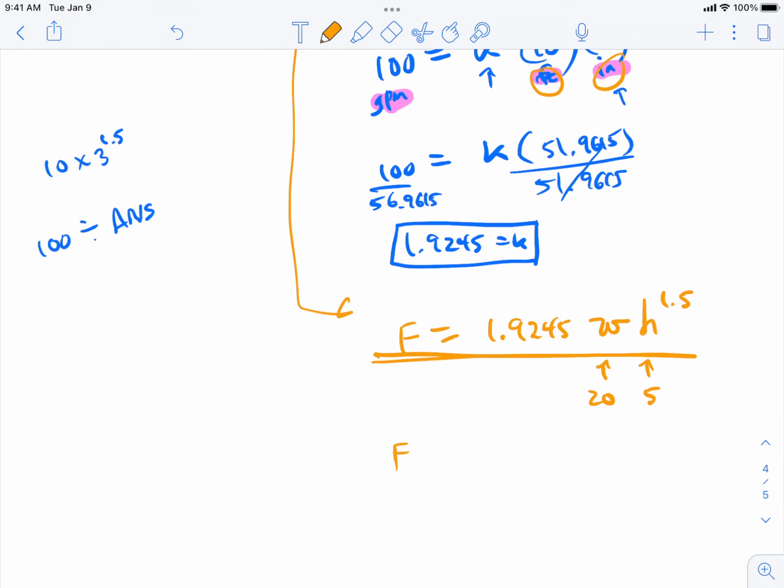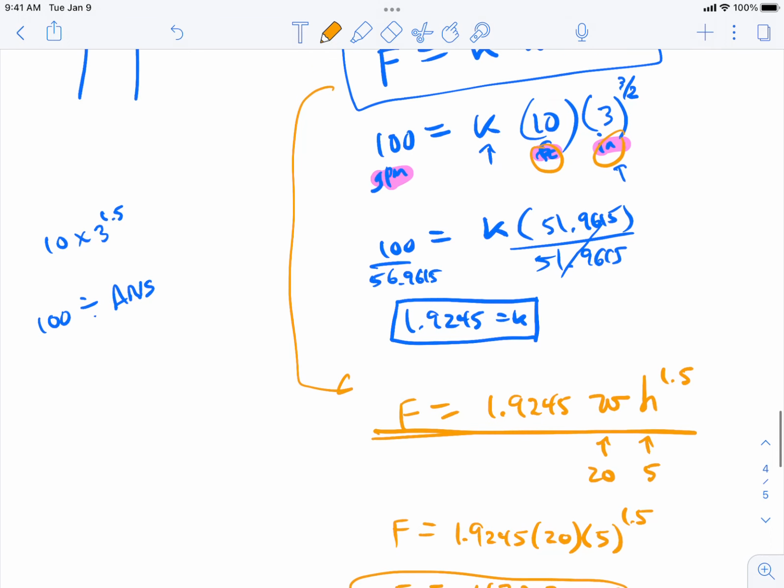So the flow rate is 1.9245, just to write it out. I'm going to plug in a 20 for the W. We're going to plug in a 5 for the H, but make sure you use your exponent button, raise it to the 1.5 power, and what am I getting here? 1.9245 times 20 times 5 raised to the 1.5 equals. And when you push your buttons, make sure they come out the same. 430, and I could say 0.3 or something, gallons per minute.